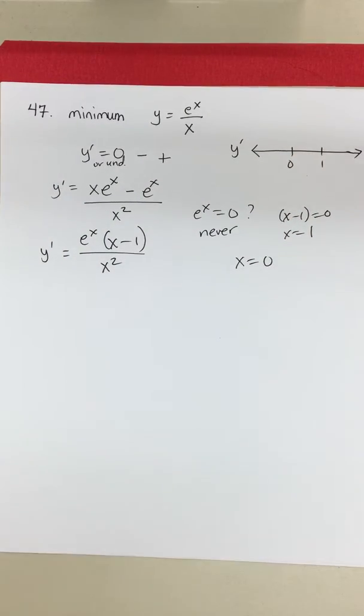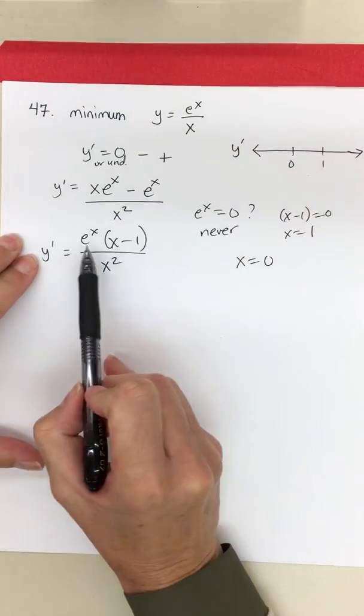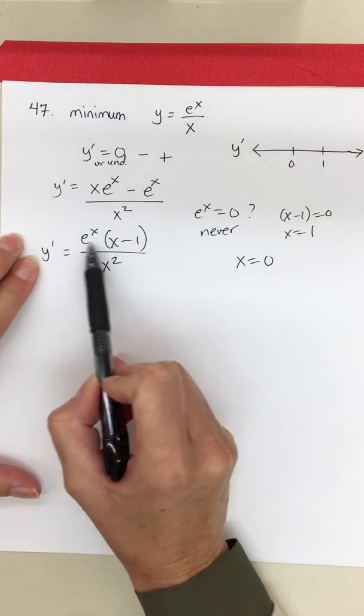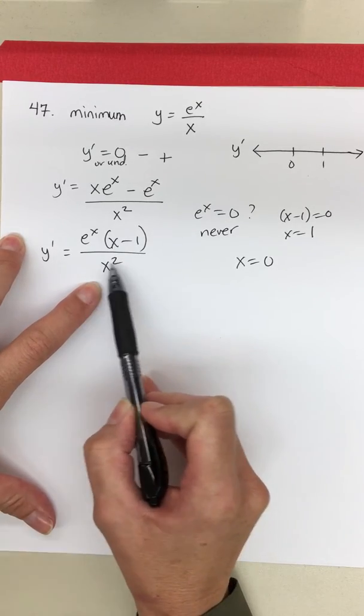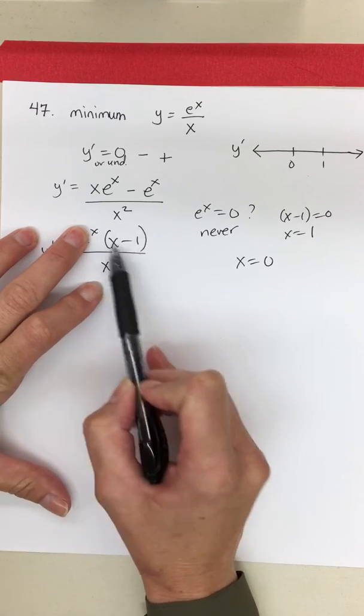And now I'm going to test. Remember, I always label my sign chart. I'm going to test around these points, and I'm plugging them into that first derivative. Now remember, e to the x is a gift. It's always positive. You don't even need to consider it. Well, x squared is also always positive. Don't need to consider it. I really only need to check x minus 1.